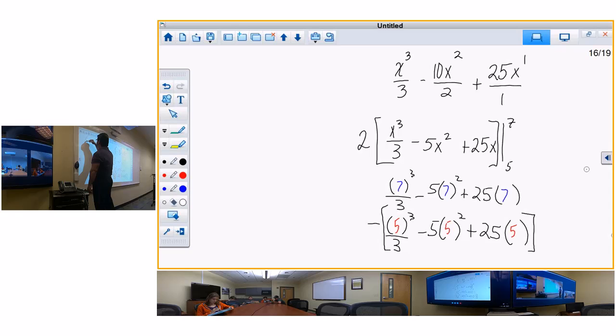All right, so what is 7 to the third power? 243? What is it? Yeah, 343. I always get that one mixed up. 343 over 3 minus 7 squared is 49 times 5. That'd be 250 minus something. What does it come out to be? I don't know. Just, what is 7 squared? 49 times 5.